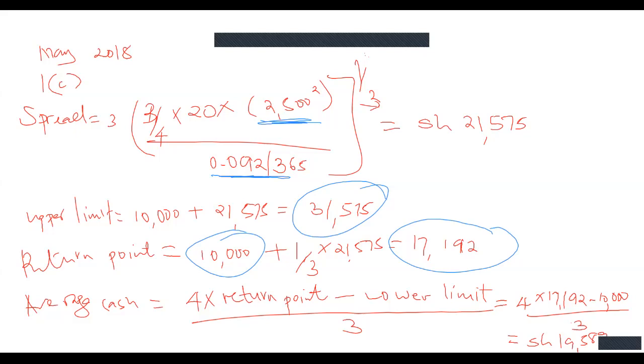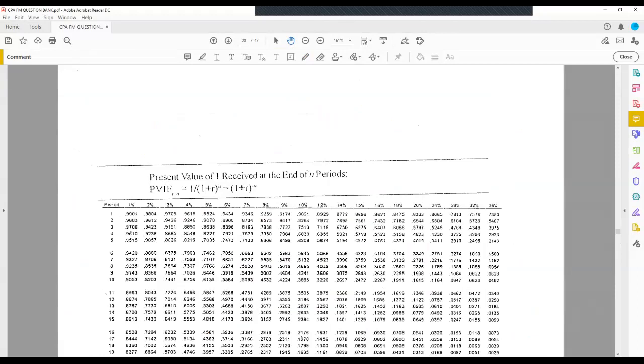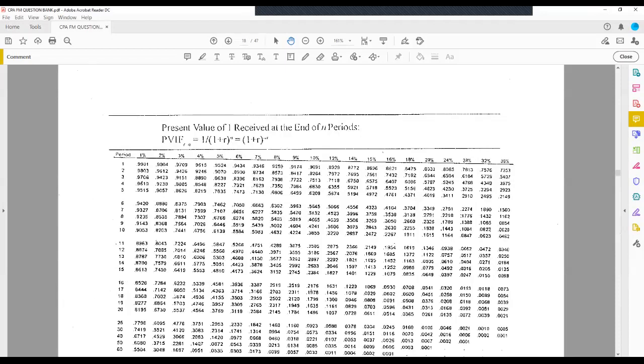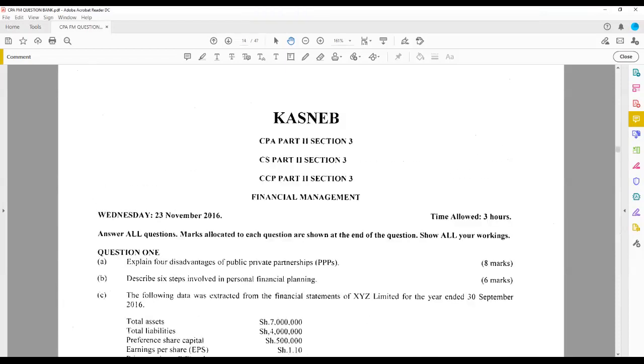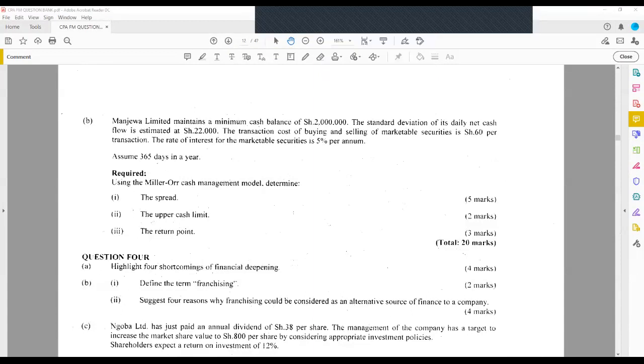There's another question I've seen here. Okay, I think it was May 2016. Let me see if that's the case. May 2016. I think I've seen a question there that is asking us to apply the model. Yeah, it is. May 2016, question 3B. May 2016, question 3, part B.